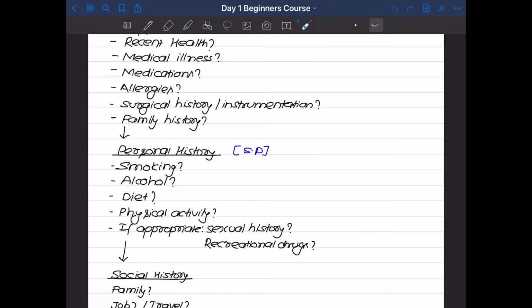And if the station is appropriate, not in all situations, but in the appropriate situation, you want to ask about sexual history as well. Okay, are you sexually active? Do you have a stable partner? By any chance, any other partner apart from that? Do you practice safe sex? When was the last time you practiced unprotected sex? These are the questions you can ask on the sexual history.